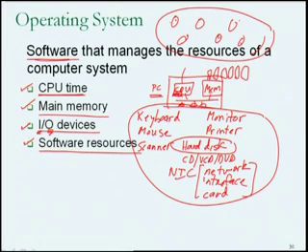Therefore, in studying or discussing the operating system, we need to look at each of these four one after the other to understand how the programs that we write and execute are affected by the operating system in terms of the way the operating system manages CPU time, main memory, I/O devices, or software resources. So we will need to go through these one by one, and I am going to start with main memory.